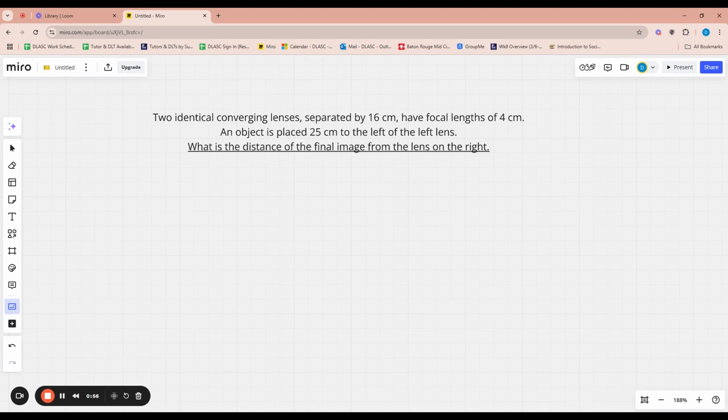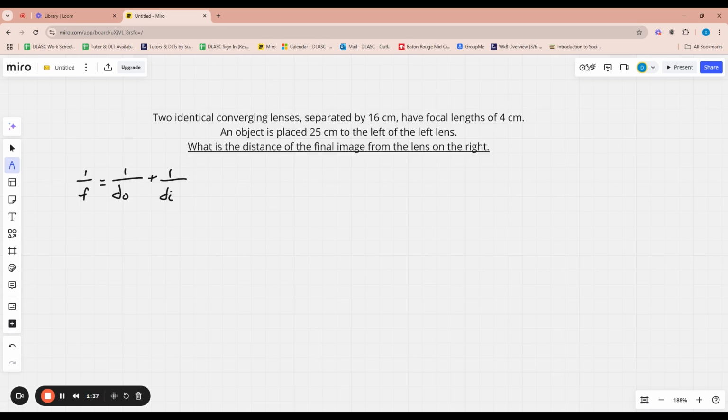And you need to understand the concept that one lens's image is going to be treated as the other lens's object. So just for simplicity's sake, let's write out the mirror or lens equation off to the left here. So 1 over the focal length is equal to 1 over the distance object plus 1 over the distance image.